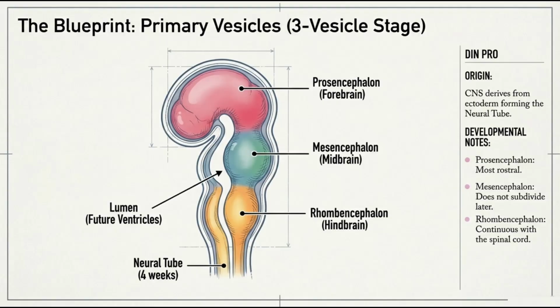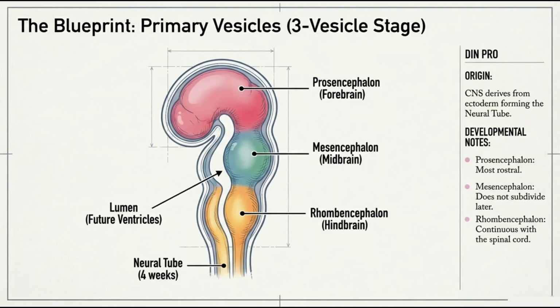I want to pause on one word mentioned in the slide notes. The lumen. We talk about these vesicles as swellings, but it's important to remember they aren't solid balls of clay. No, absolutely not. They are hollow. That is one of the most critical concepts in all of neuroanatomy. The neural tube is a pipe. That hollow center never, ever disappears.